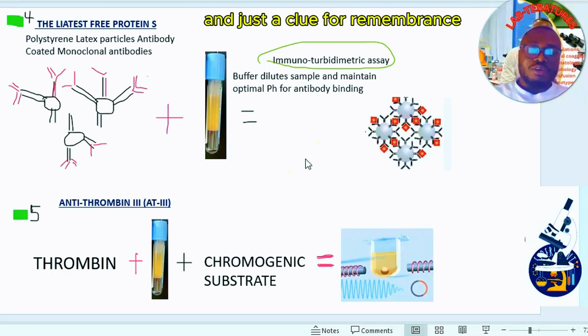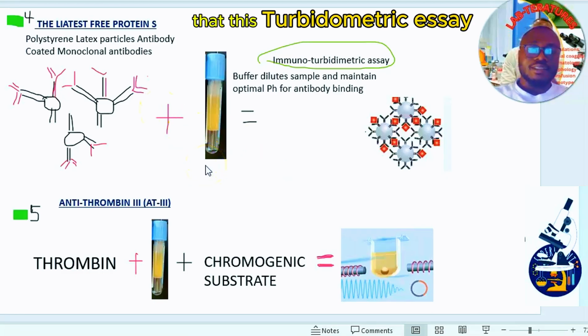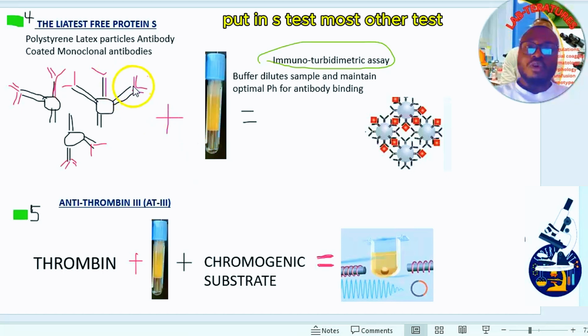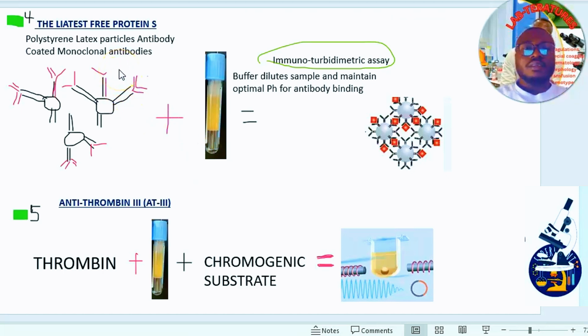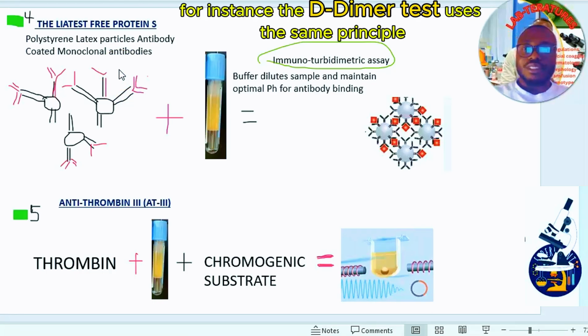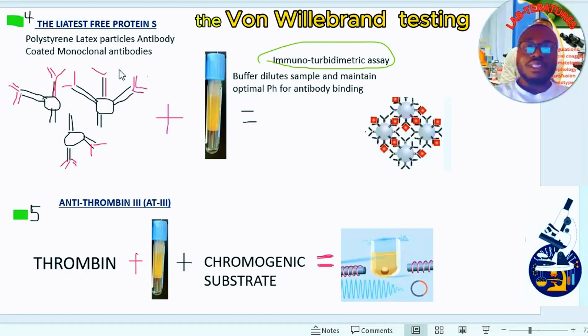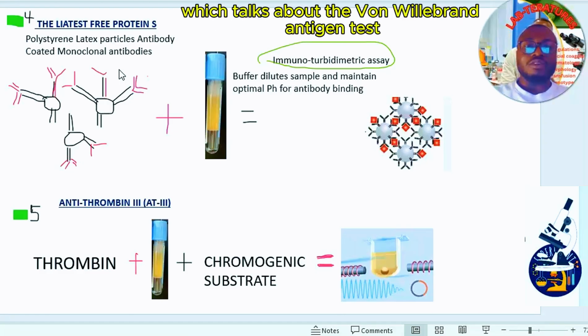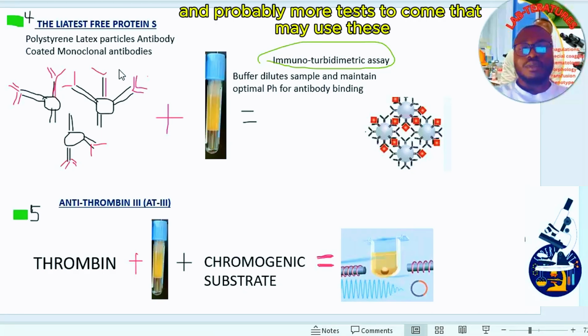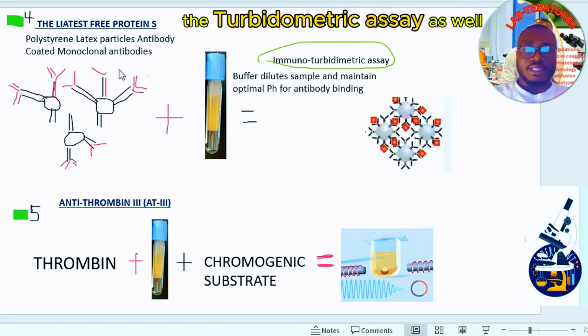And just a clue for remembrance, you should always remember that this turbidometric assay does not only apply to the free protein S test. There are other tests that also use this antigen-antibody binding. For instance, the D-dimer test uses the same principle. The von Willebrand testing, which is the von Willebrand antigen test, also uses this method, and probably more tests to come may use this turbidometric assay as well.